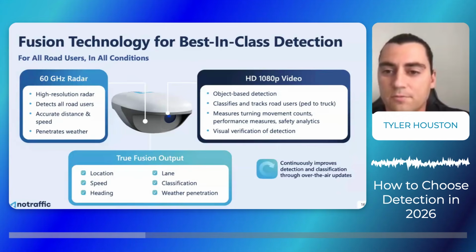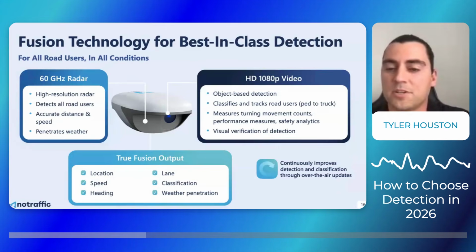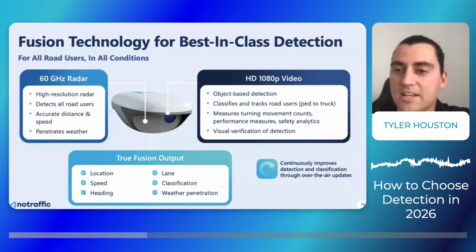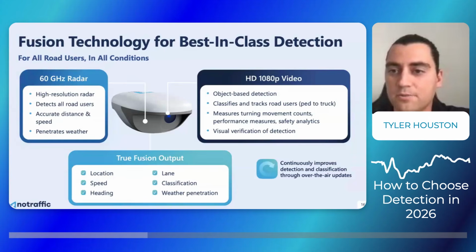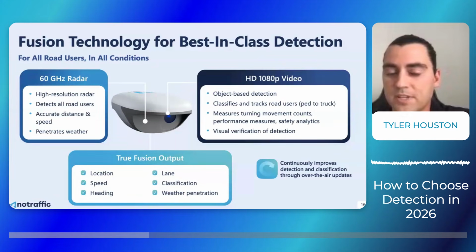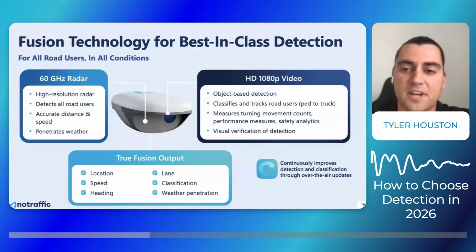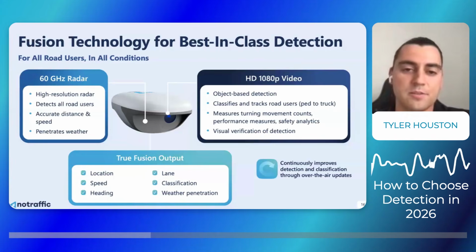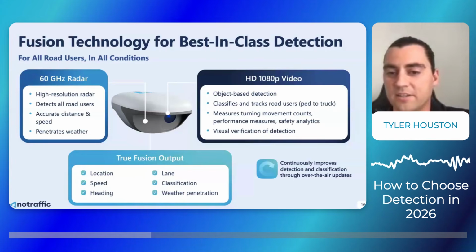Now we fuse this with video, and that's what allows us to do object-based detection. It allows us to classify and track users. So not only vehicles like buses, trucks, and regular passenger vehicles, but also bicycles and pedestrians. And with those classification and tracking metrics, we can also create things like turning movement counts, performance measures, safety analytics, etc.